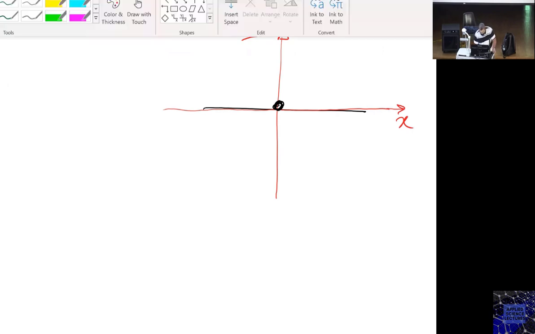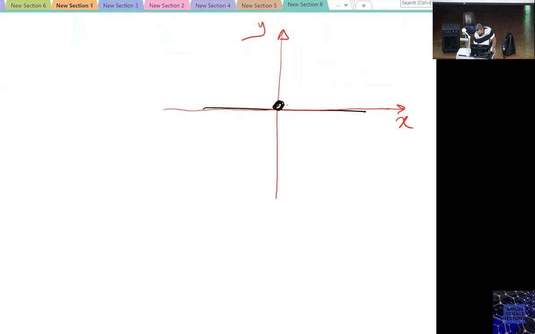where we have here the floor, and this is the crate moving to the right. So I'll put my coordinates here, X, Y. So if it's moving to the right, then I have the force here. Tension. What else do I have?